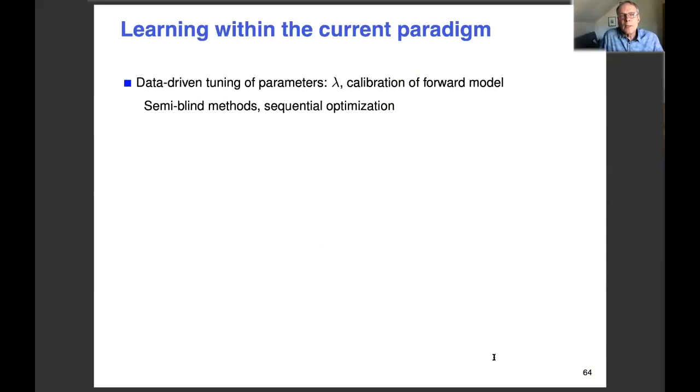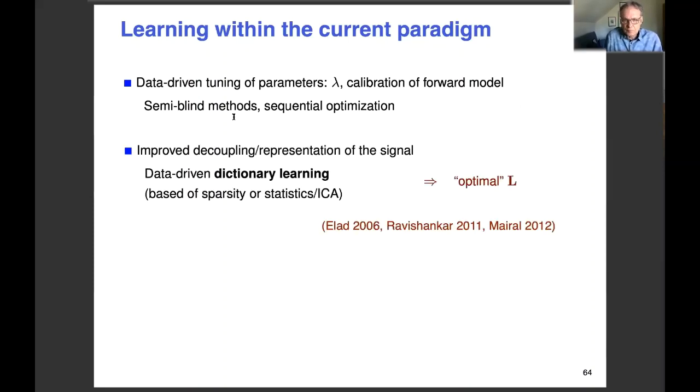So the first thing we can do is learning within the current paradigm. It's more or less within the framework that Paul was presenting. What you could do is tune the parameters. There's the lambda to tune, this regularization parameter. You may also have to calibrate the model parameters. Those are kind of semi-blind methods, sequential optimization.